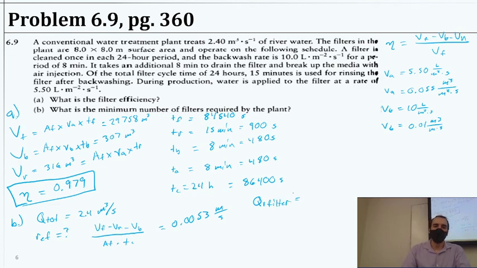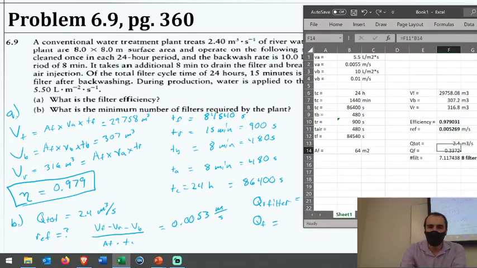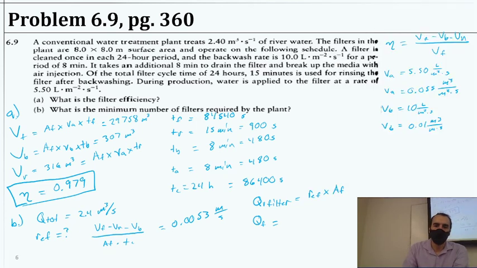And that's going to be this effective loading rate times the area of the filter. That effective loading rate is in meters per second, the area is in square meters, so that'll get us cubic meters per second. So the Q for one filter, I'll call that QF for now. I calculated that to be 0.3372. Okay, does that make sense?